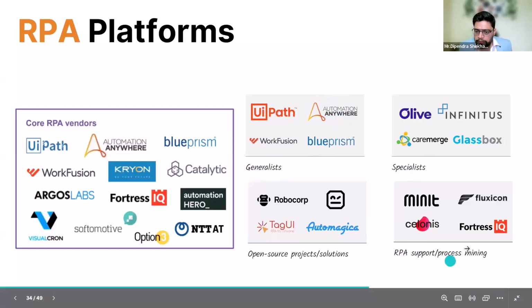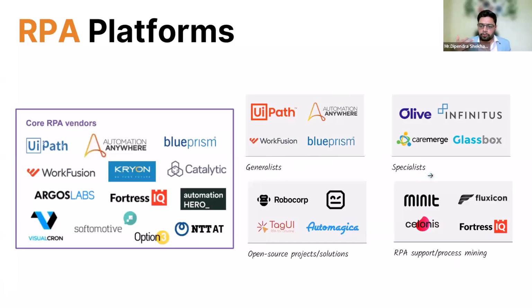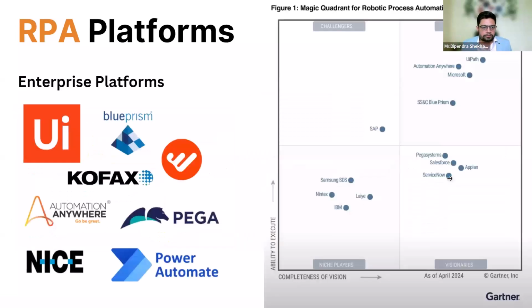And then there are process mining tools. They help you to identify opportunities. For example, you are doing certain manual work, and they help you understand which tasks can be automated. So they help you mine your process. As I was calling out, these are the enterprise platforms.